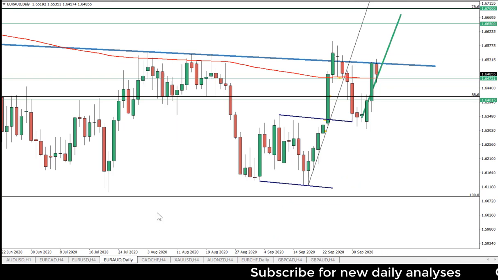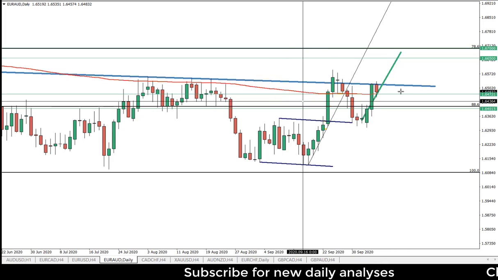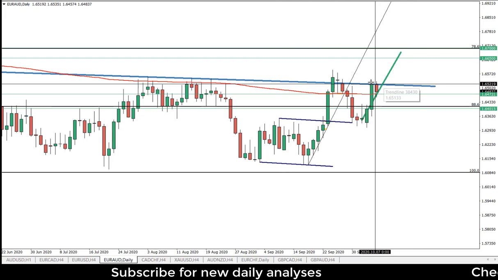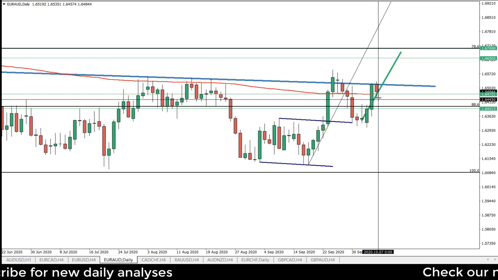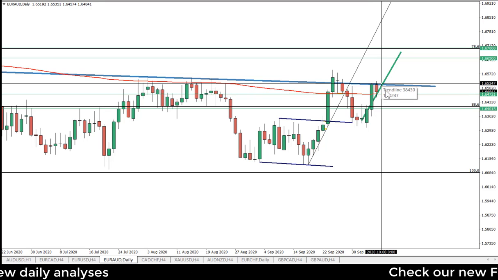Let's keep on watching. Euro Australian dollar, the forecast is valid, but we see this rejection of the downtrend trend line, which might provide some selling pressure.